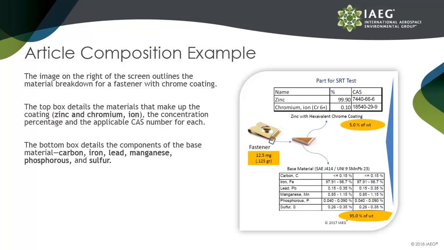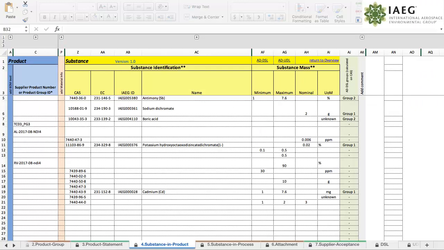Article composition example. The image on the right of the screen outlines the material breakdown for a fastener with chrome coating. The top box details the materials that make up the coating, zinc and chromium ion, the concentration percentage, and the applicable CAS number for each. The bottom box details the components of the base material: carbon, iron, lead, magnesium, phosphorus, and sulfur.